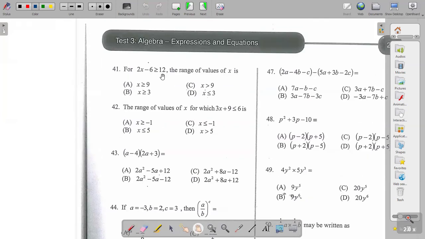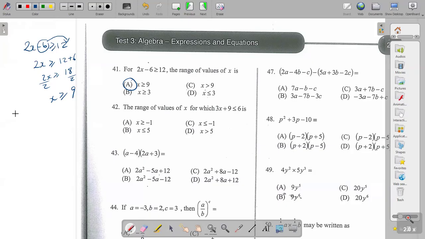All right. So here we have to solve for x. So we just got to transpose. We just got to be mindful of the negative signs when this moves. So we're going to have 2x minus 6 is greater than or equal to 12. When you move this over, it becomes positive. So 2x is greater than or equal to 12 plus 6. So 2x is greater than or equal to 18, divided by 2. So that means x is greater than or equal to 9. So answer is A.